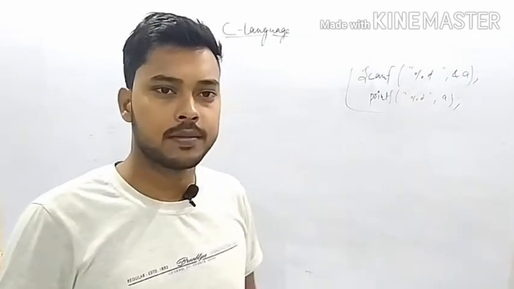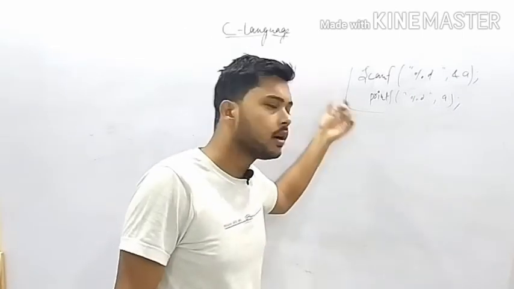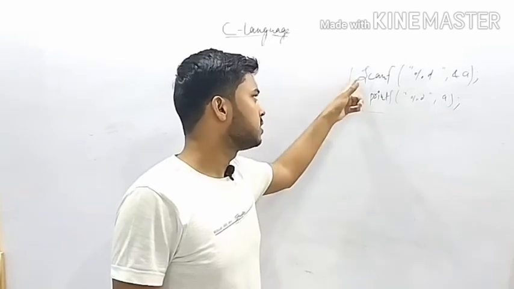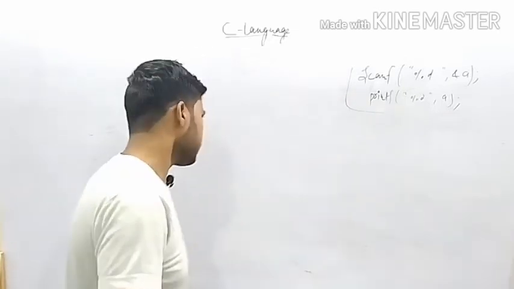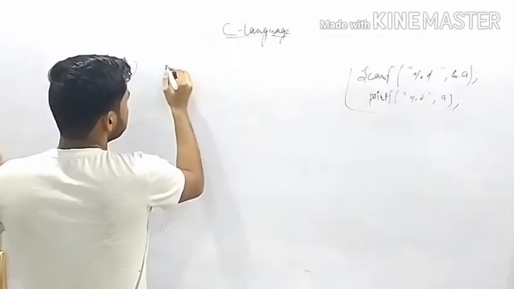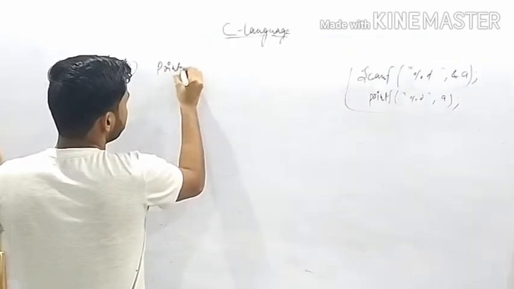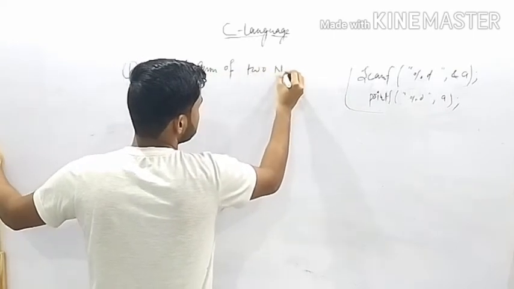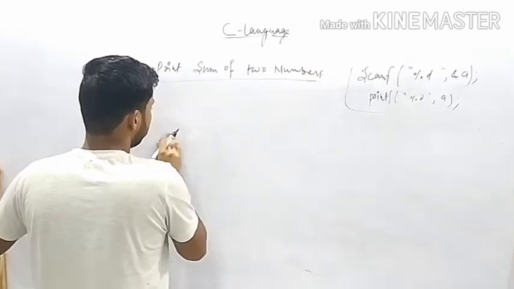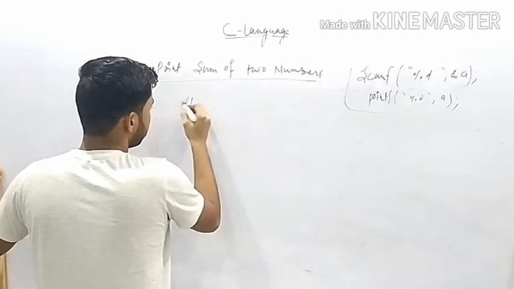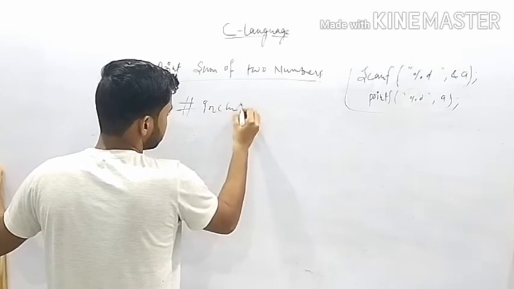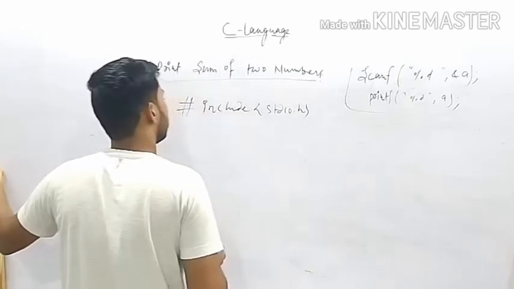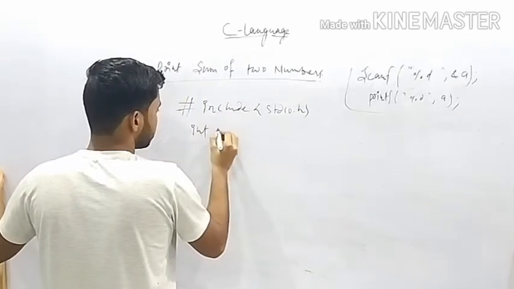So we have discussed taking input and getting output in C language. Now we will practice with some programs so that we can use scanf and printf in our program. First we will write a program to print the sum of two numbers. First we write our header file, then we will start our main function.